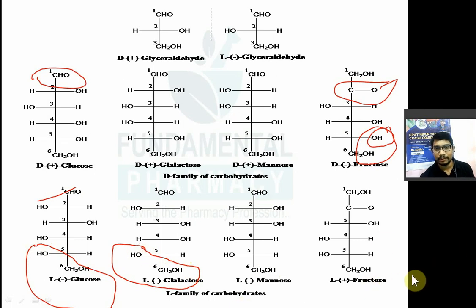Okay, L-mannose, and you can see your L-fructose. This is the structure of L-mannose, so all these are on opposite sides. So the D and L structures should be clear.